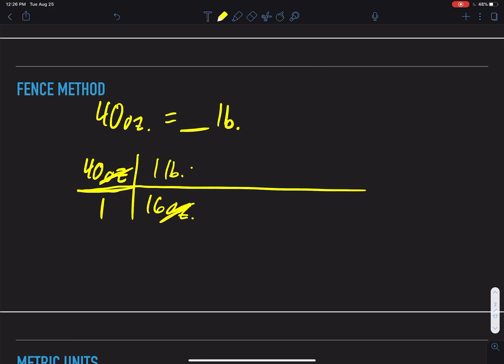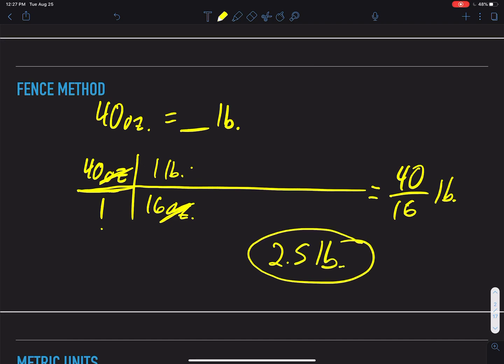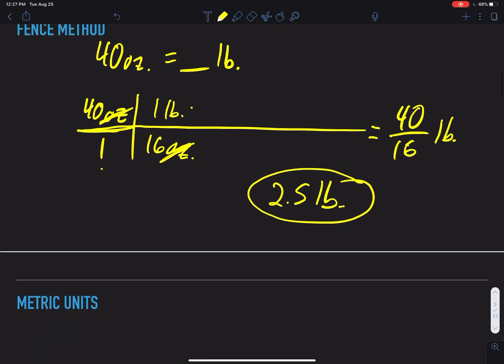simplify this fraction. So 40 times 1 is 40. 1 times 16 is 16. So I have 40 sixteenths pounds, and 40 divided by 16 is 2.5 pounds. So my 40-ounce bag of coffee had 2.5 pounds of coffee. So that's what the fence method looks like. We're going to be using that quite a lot.